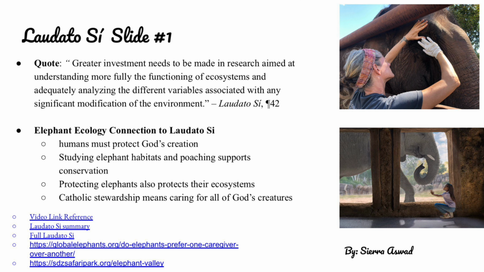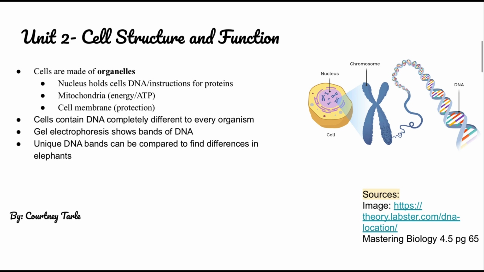All living organisms are made of cells, and inside those cells are specialized structures called organelles that each have important jobs. The nucleus acts like the control center of the cell because it holds DNA. This contains the instructions for making proteins and controlling the traits. Even though organisms may look similar, every organism has a different and unique DNA sequence.